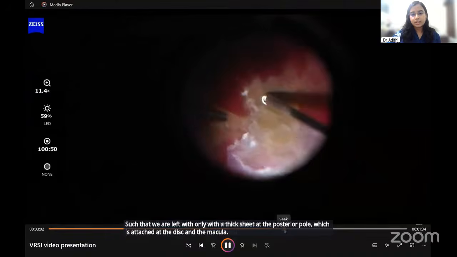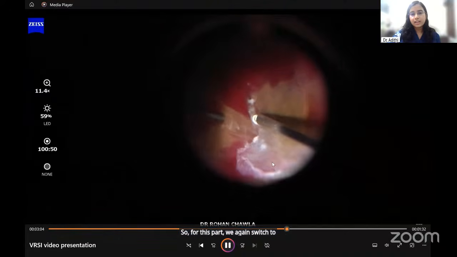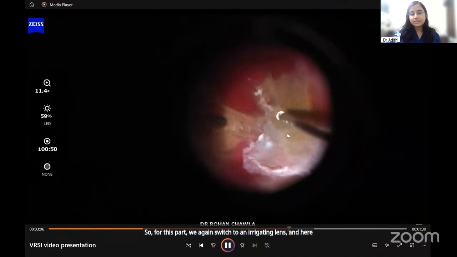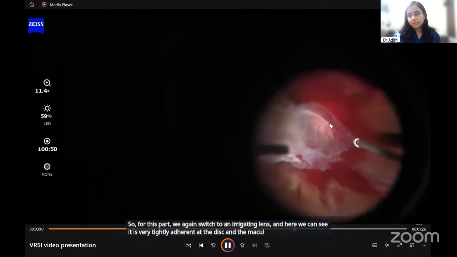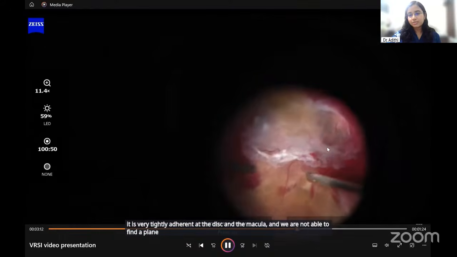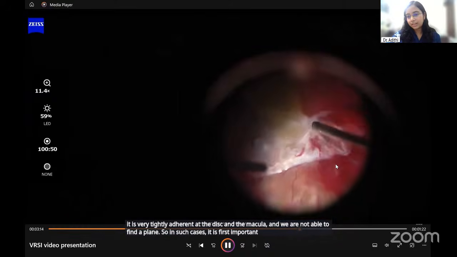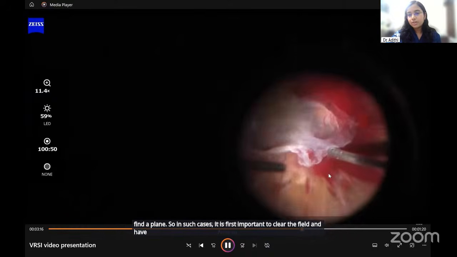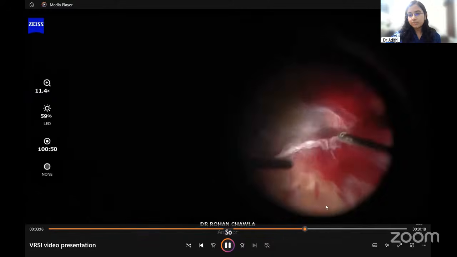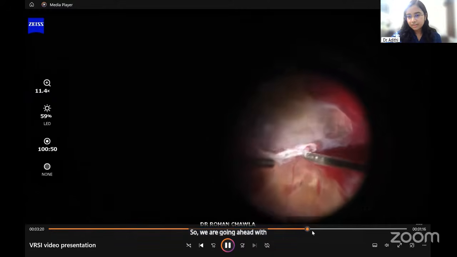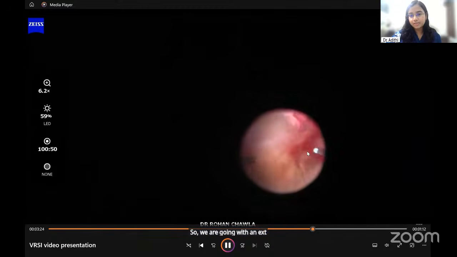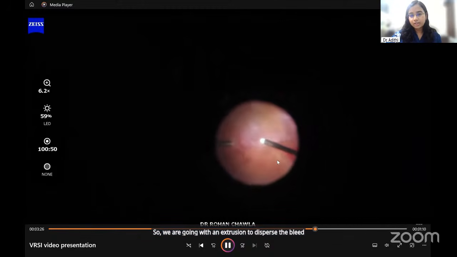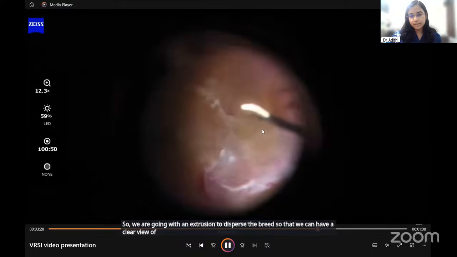So for this part, we again switch to an irrigating lens. And here we can see it is very tightly adherent at the disc and the macula, and we are not able to find a plane. So in such cases, it is first important to clear the field and have a good view. So we are going ahead with an extrusion to disperse the bleed so that we can have a clear view of the planes.